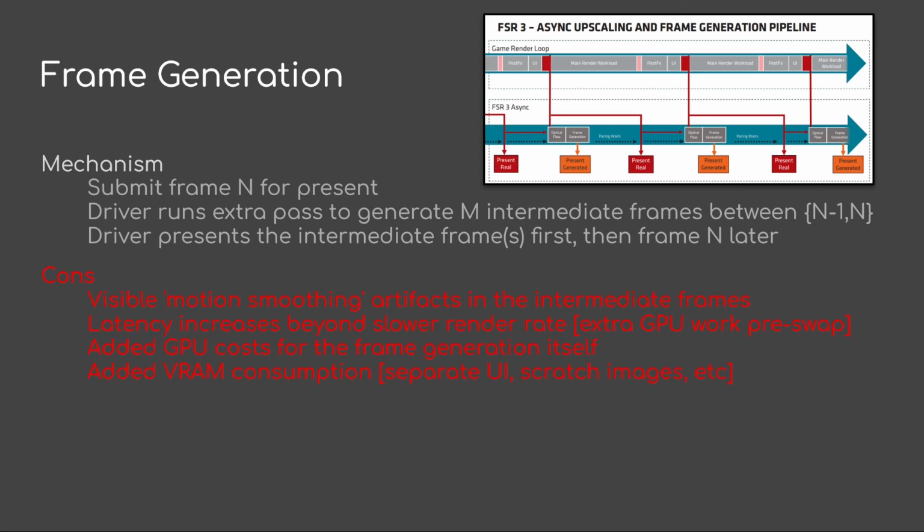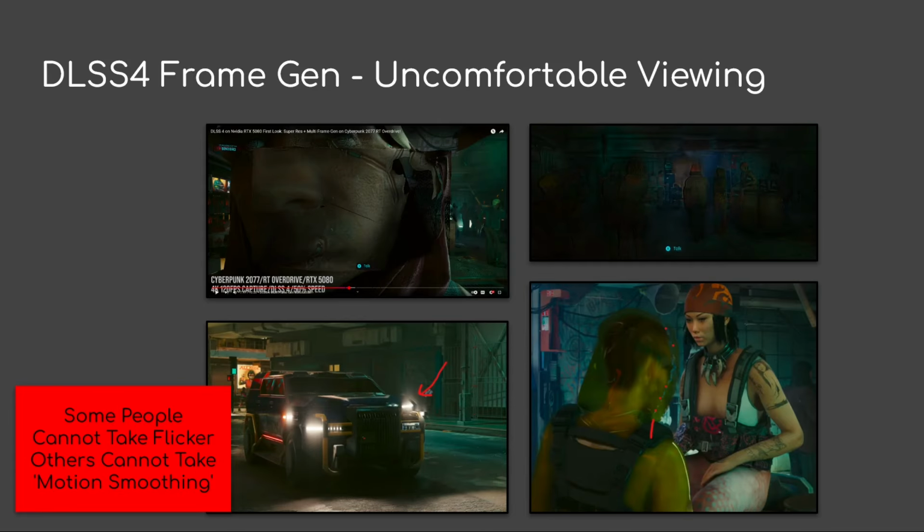There are some cons. You get visible motion smoothing artifacts in the intermediate frames. The latency increases beyond the slower render rate due to extra GPU work that's done pre-swap. There's also added GPU costs for the frame generation itself and added VRAM consumption. Some people cannot take flicker, like CRT flicker at 60 Hz. Other people cannot take motion smoothing artifacts. Motion smoothing as in the artifacts you see on TVs or graphics cards during the process of frame generation. For me, it provides uncomfortable viewing. I captured some examples off of some marketing material.